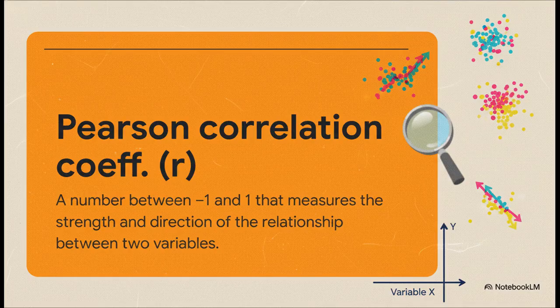Well, say hello to the Pearson correlation coefficient, or as pretty much everyone calls it, just R. It's this one single number that captures the whole story of a relationship. It's simple, but it's also incredibly insightful. So let's dig in and see what this powerful little number is really telling us.